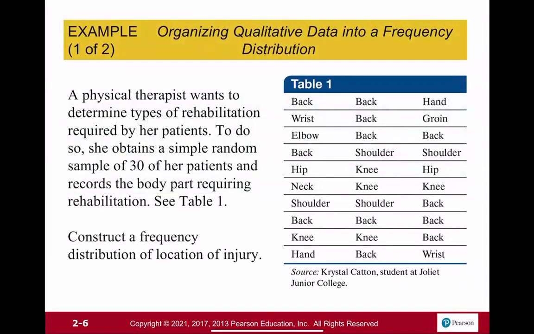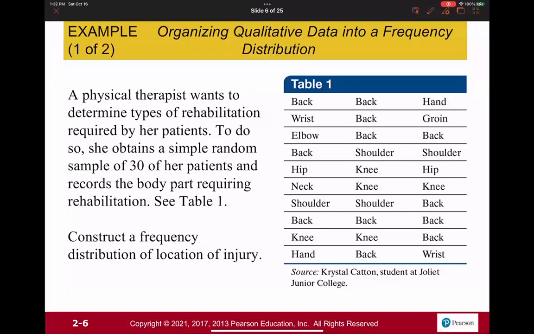So for example, here, let's go ahead and read it. A physical therapist wants to determine types of rehabilitation required by her patients. To do so, she obtains a simple random sample of 30 of her patients and records a body part requiring rehabilitation. Construct a frequency distribution of the location of the injury. So if you look at this part right here, if we look at this table, all of this data is really, I'd consider unorganized, and we don't really know exactly what's going on.